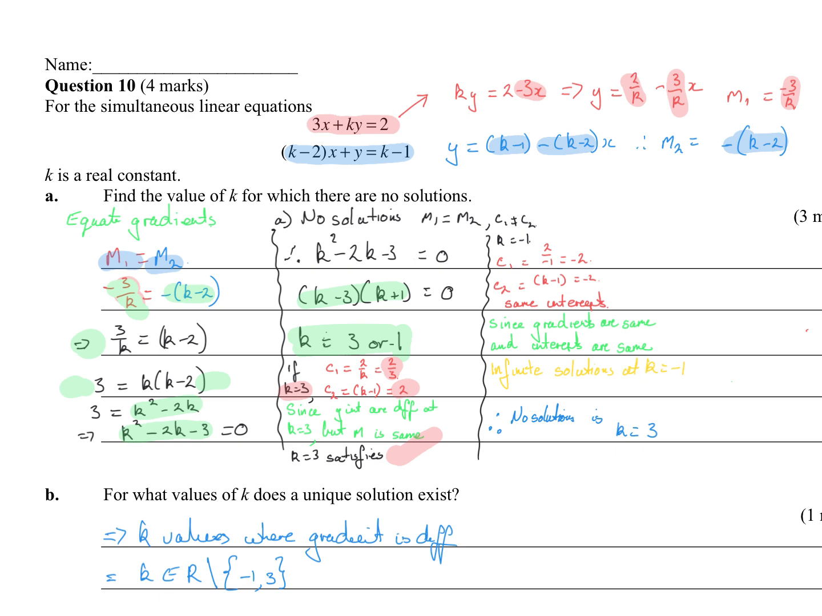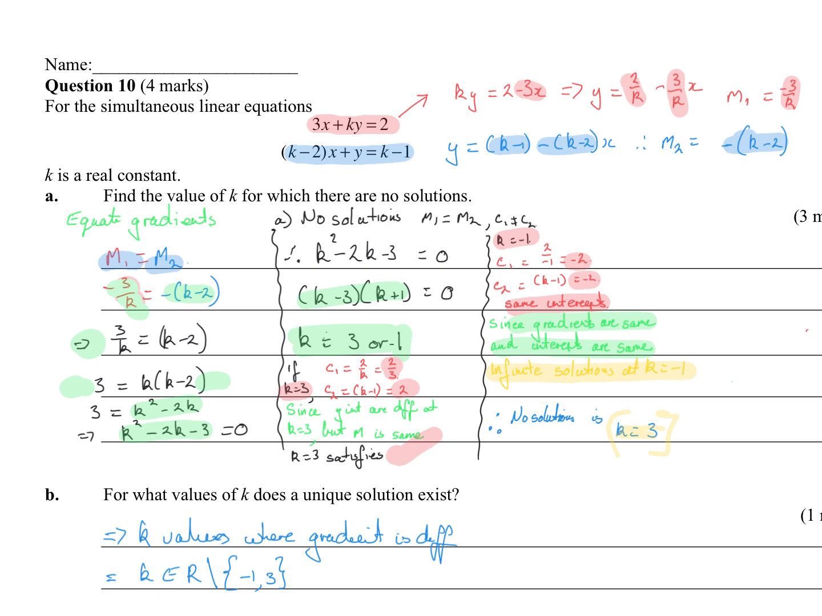What about K equal to -1? Again, C1 will be just 2 over -1, which is -2. C2 will be -1 minus 1, which is also -2. So if K is equal to -1, we'll get the same gradient, but also the same y-intercept, which means it's the same line. So I get infinite solutions there. As it says there in green, since the gradients are the same and the intercepts are the same, infinite solutions occur at K equal to -1. So the only K value that gives me no solution is K equal to 3. So that's the answer I'm looking for.